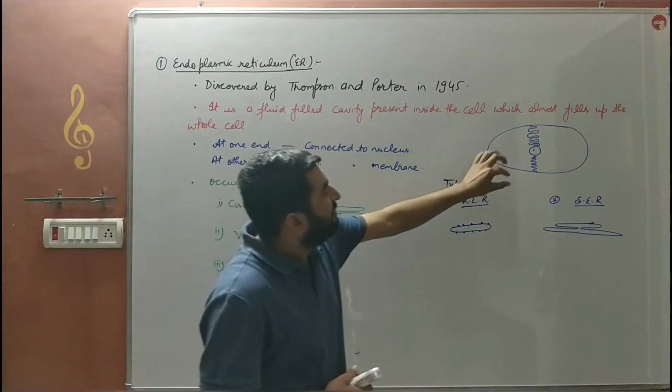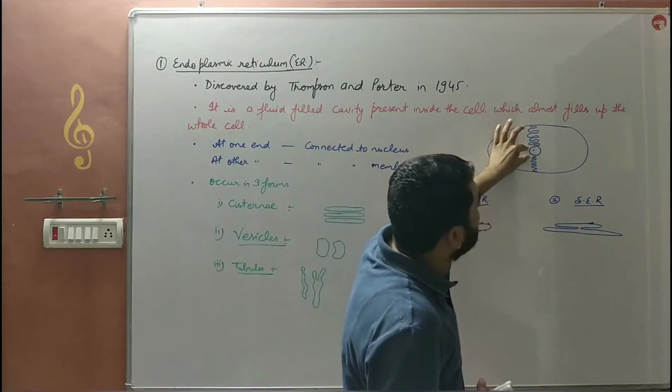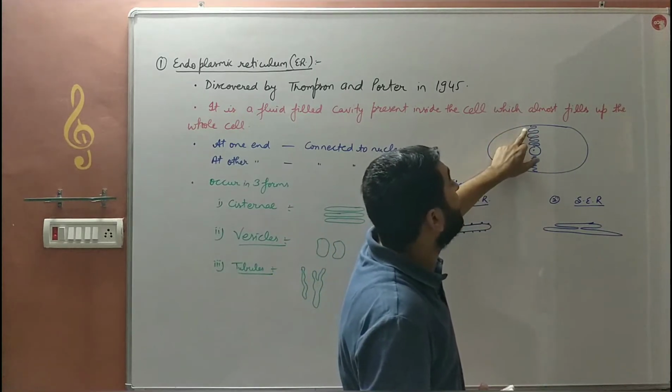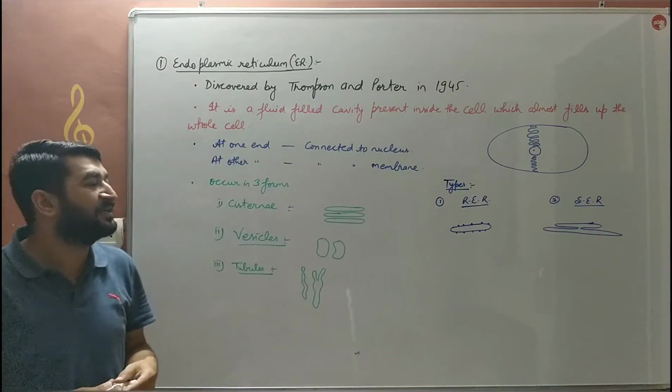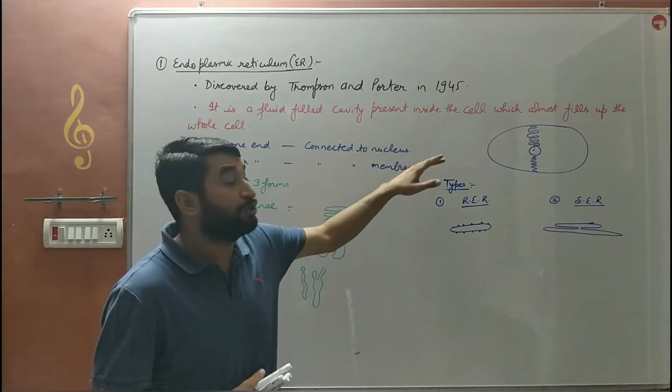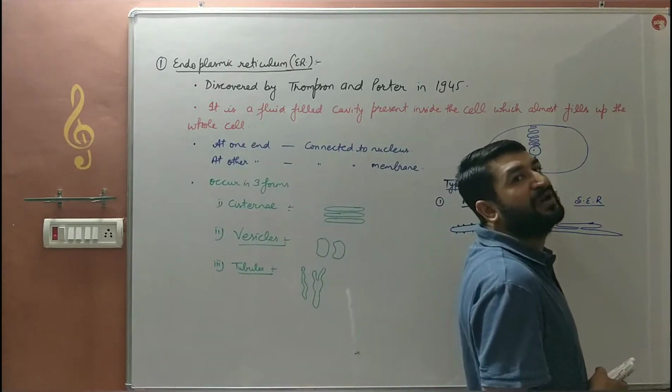At one end, endoplasmic reticulum is connected to nucleus, and on the other end it is connected to the cell membrane. एक एंड पर ये किसे कनेक्टेड होता है, न्यूक्लियस को, और दूसरे एंड पर किसे कनेक्टेड है, मेम्ब्रेन को.